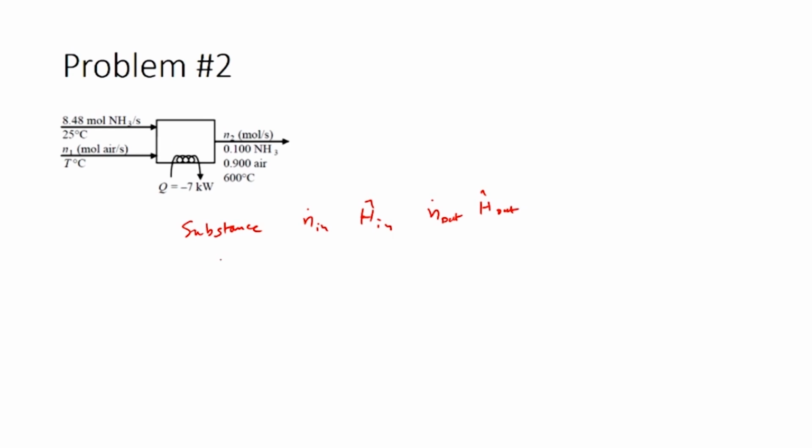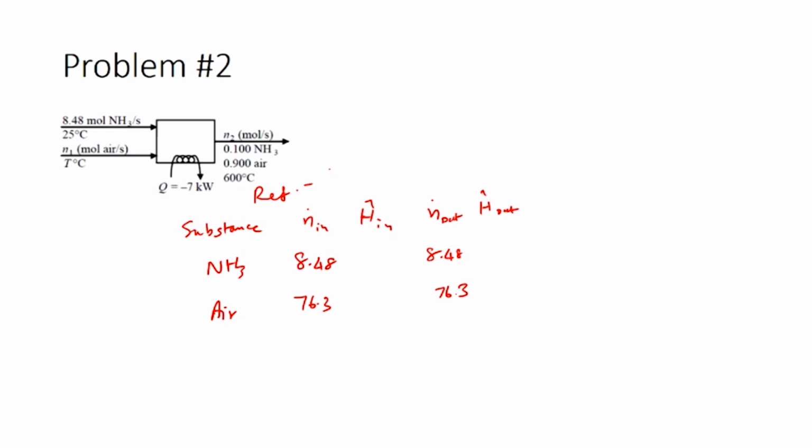So, here you would have ammonia and air. Ammonia entering the system is 8.48 moles per second and air entering the system is 76.3 moles per second. These are the same values which are leaving the system also. So, we need to identify a reference state for which this table can be built. The reference state which we use can be based on the inlet or the outlet conditions. Let us assume the reference states to be the outlet conditions.